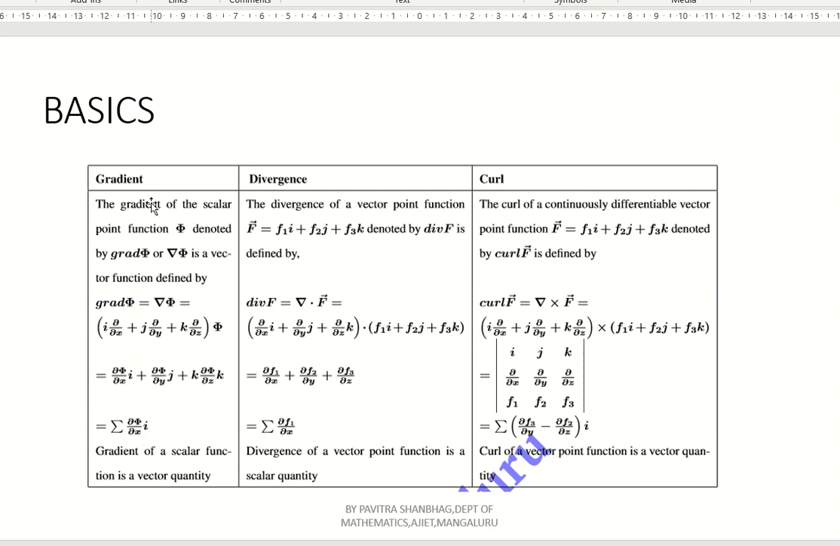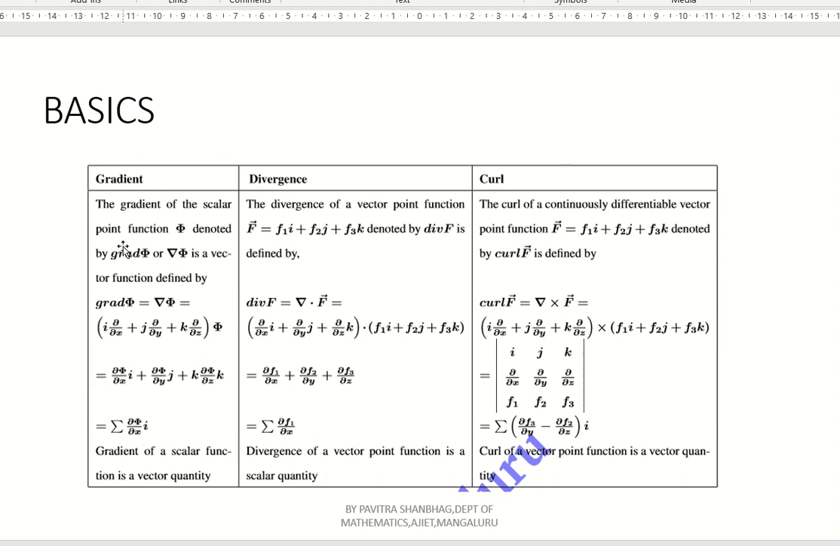Now, what is meant by gradient and how to represent it in symbolic form? Gradient of scalar point function phi, or sometimes only f without any vector, is denoted by grad phi or del phi. Now, what is del? The operator del we call nabla or vector differential operator. It is just like an upside-down delta.